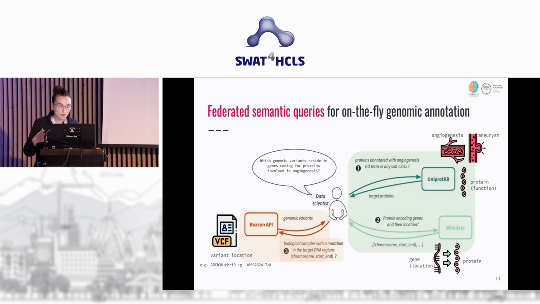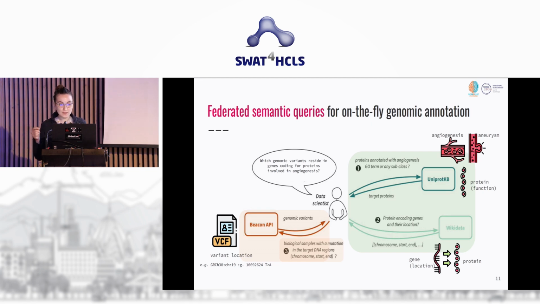This was really our motivating use case. We have a data scientist that wants to ask the question: which genomic variants reside in genes coding for proteins involved in angiogenesis? And the data will come from several points, so let me walk you through each data source. First of all, the data scientist retrieves proteins annotated with angiogenesis, and this can be done using the UniProt knowledge base.